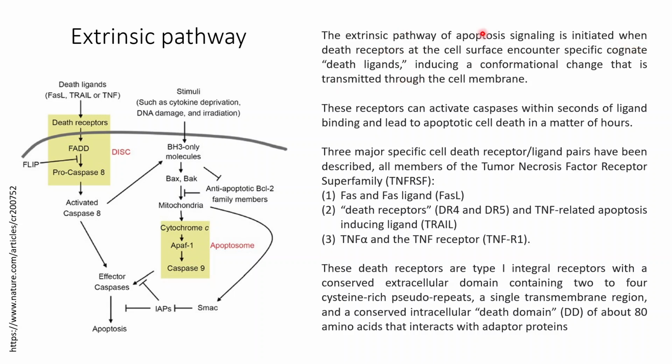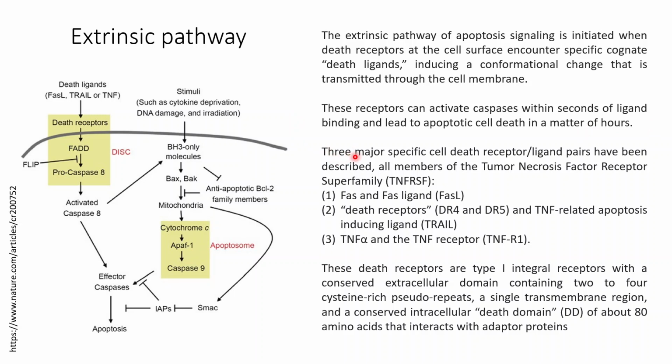Okay. So in the extrinsic pathway, you have these death receptors which bind cognate death ligands. This induces a conformational change in them that transmits through the cell membrane. Okay. So then you have some signaling that eventually leads to caspase activation and apoptosis. So what is really happening here? And this is a very fast pathway. I think it was mentioned, right, that this is a quicker way in which the cell can initiate apoptosis. Within a couple of hours, you're all done.